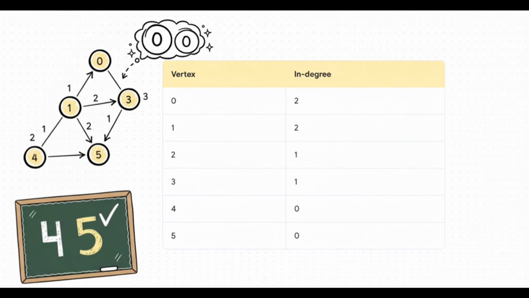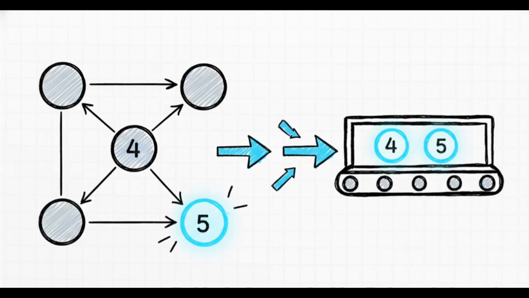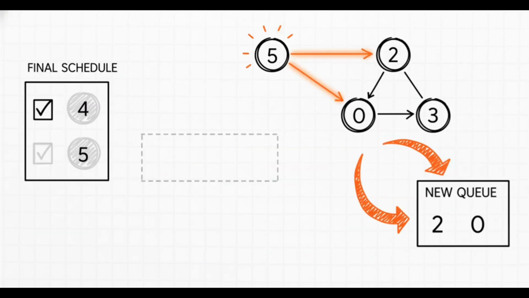So those are our starting points. And because there are starting points, courses 4 and 5 become the very first items in our processing queue. This is the starting line. Okay, let's start processing. First, we pull course 4 out of the queue and add it to our final schedule.